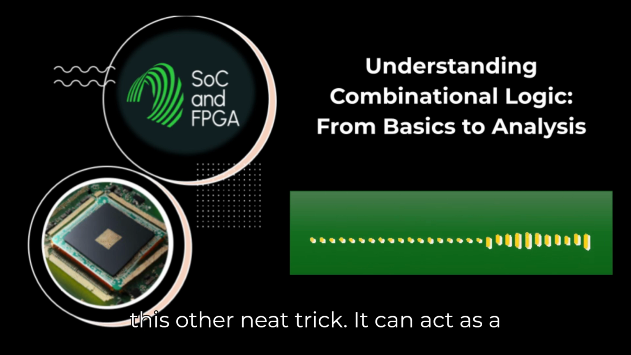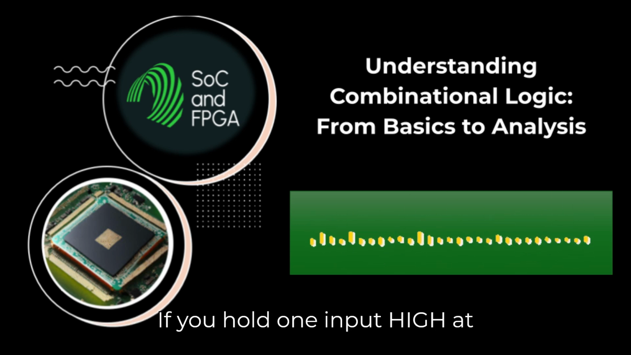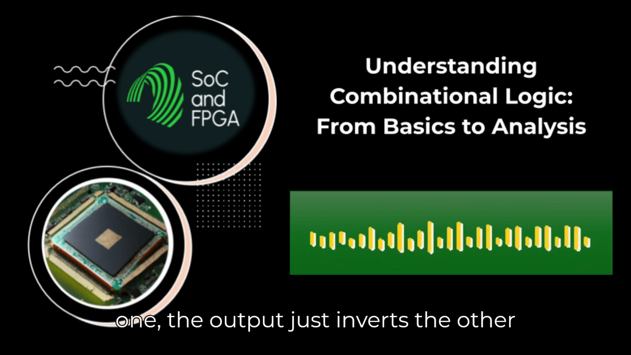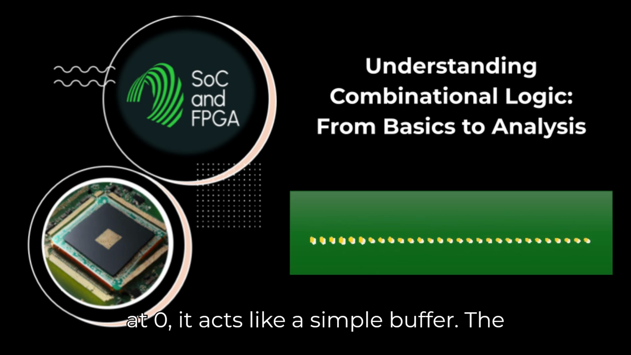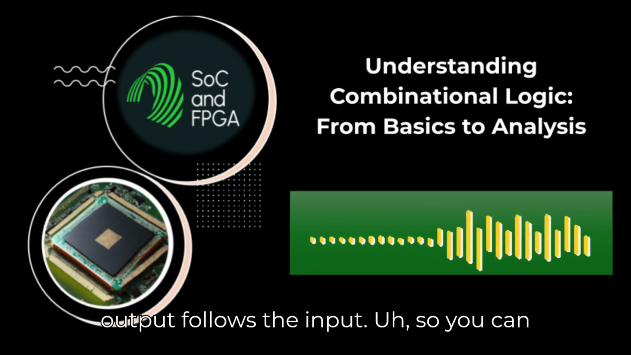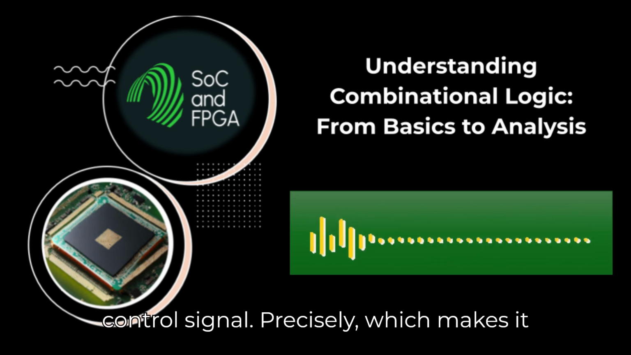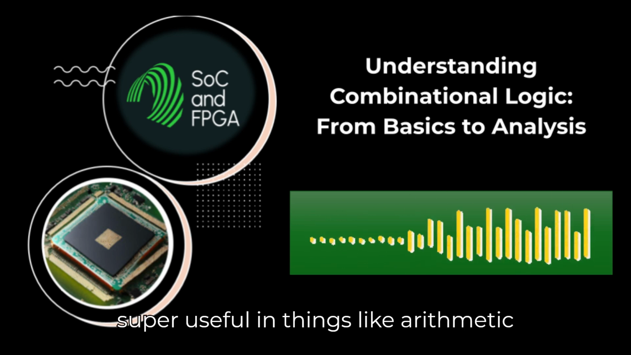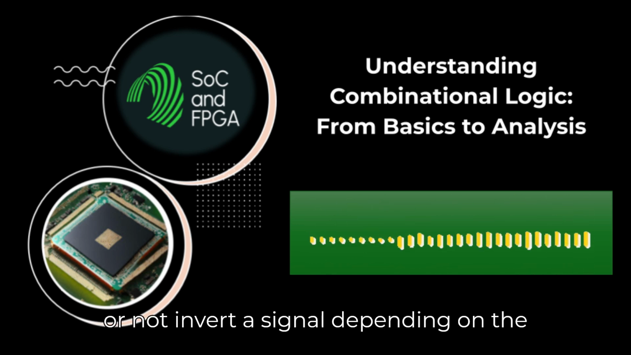And XOR has this other neat trick. It can act as a programmable inverter. Programmable? How? If you hold one input HIGH at 1, the output just inverts the other input. If you hold that control input LOW at 0, it acts like a simple buffer. The output follows the input. So you can switch its function on the fly with a control signal? Precisely. Which makes it super useful in things like arithmetic circuits, where you might need to invert or not invert a signal, depending on the operation.